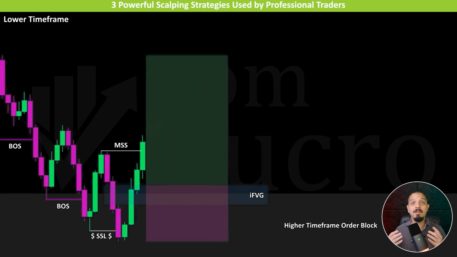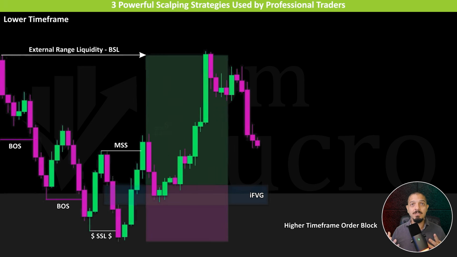take profit. For the target, you can aim for the nearest buy-side liquidity on the current time frame, or if you're looking for a larger move, you can target a key level on the higher time frame. This second entry approach often gives you a better risk-to-reward ratio because it's slightly more conservative.